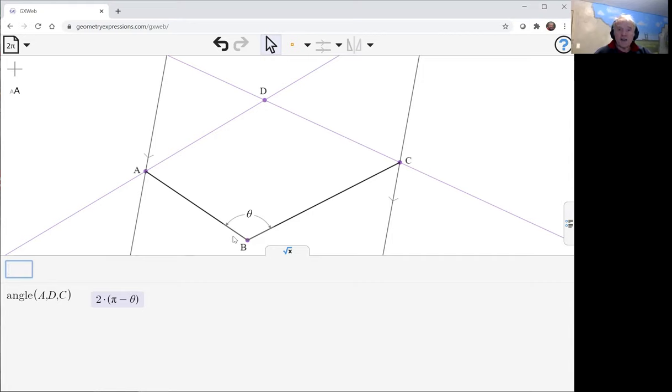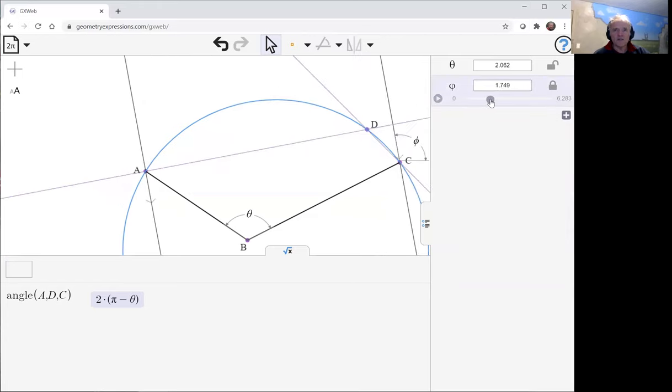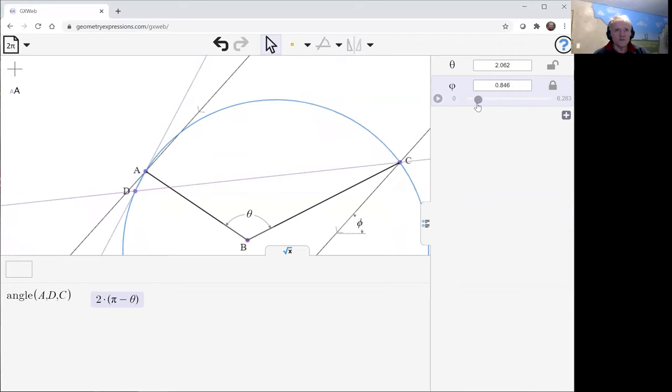Now, an effect of that angle being constant is that for any incoming angle, point D is going to lie on the same circle. Let me just illustrate that. Let me put in the circle that goes through A, D, and C. And let me specify the angle of one of the incoming lines, like that angle phi. And now we can come here and vary phi, and we see that that reflection just goes round that circle.